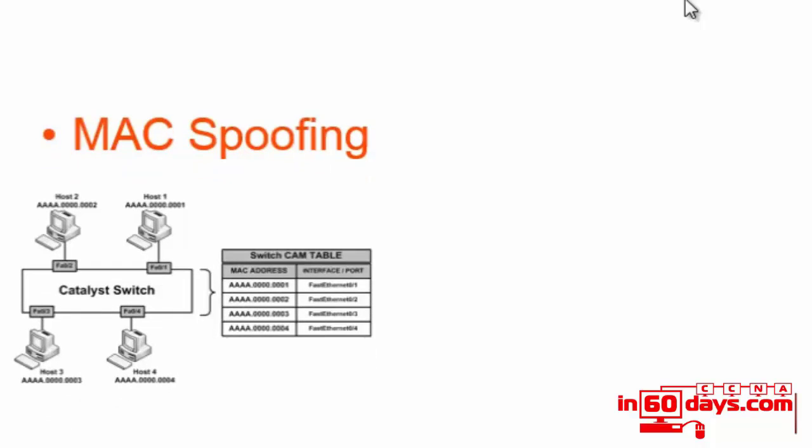Another reason why we use port security is MAC spoofing. This is where somebody tries to masquerade as another host on the network in order to capture the traffic that has been sent to that host.